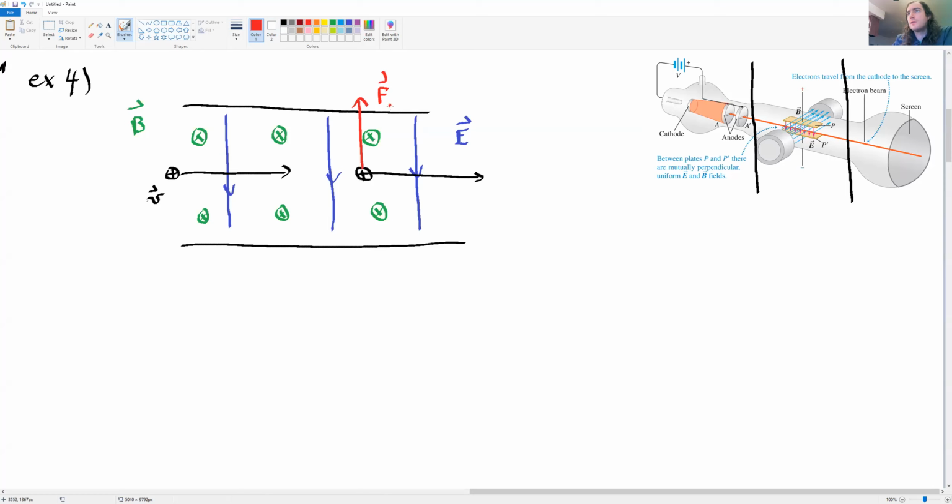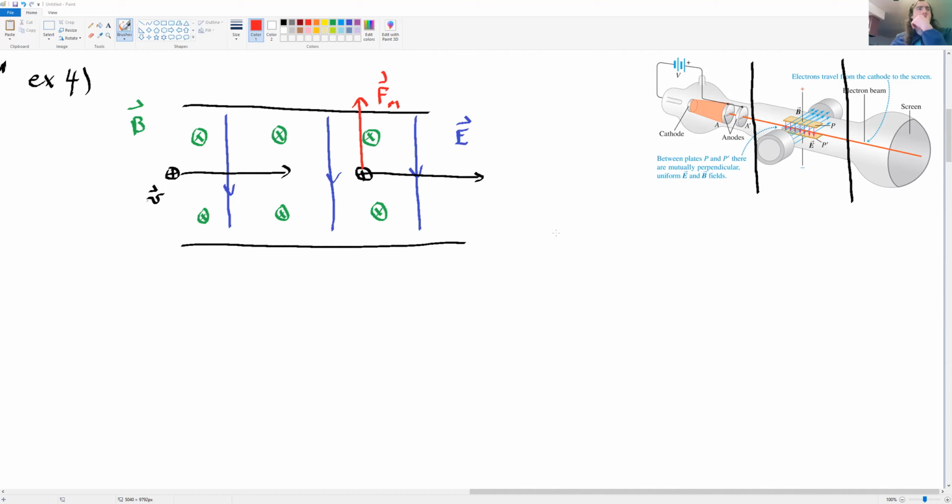What about the electric force? What's the direction of the electric force? What is the direction of the electric force? Got one answer already. What is the direction of the electric force? A couple people saying down. What is the direction of the electric force?